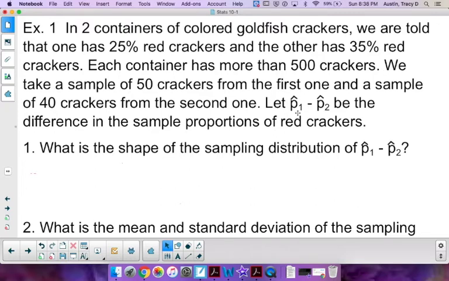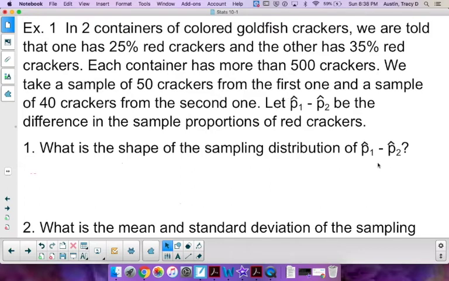Okay, so we are literally going to find the difference in the sample proportions of the red crackers between the first container and the second. Okay, and silly as it is, obviously this one says it has 35% more, so obviously it's got more, so it's not like we're doing a life and death situation here for an inference test. We're just warming up on this. Okay, so the difference in the sample proportions of red crackers.